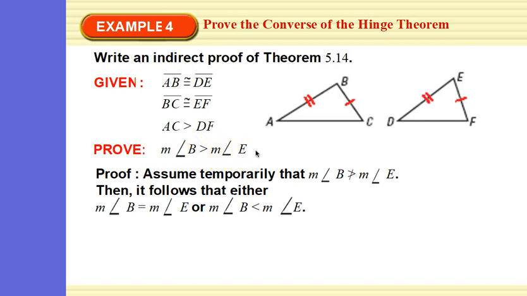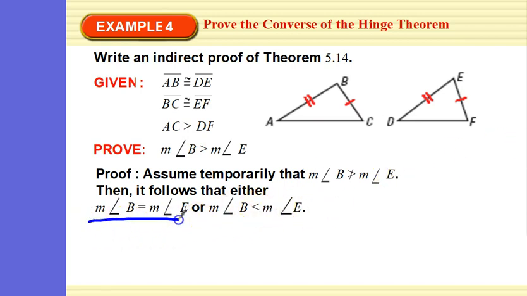So you can temporarily assume the opposite of this. So there's actually two different things that this could be, right? If it's not greater than, it could either be less than or it could be equal to, right? So you're going to temporarily assume that it's either equal to or less than.